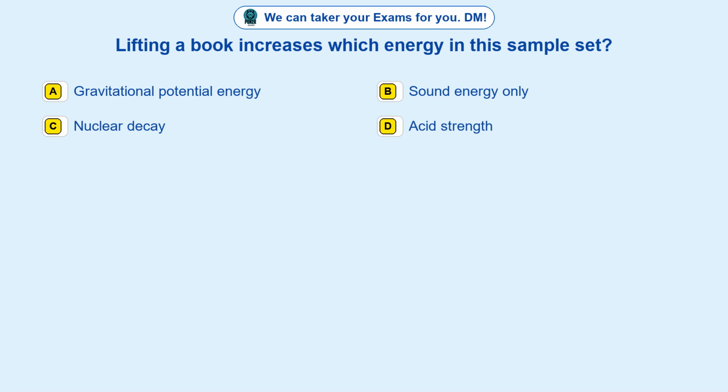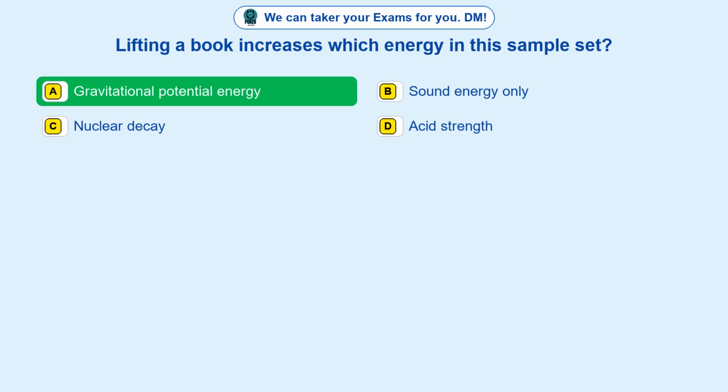Question 61. Lifting a book increases which energy in the sample set? Option A, gravitational potential energy. Option B, sound energy only. Option C, nuclear decay. Option D, acid strength. The correct answer is option A.